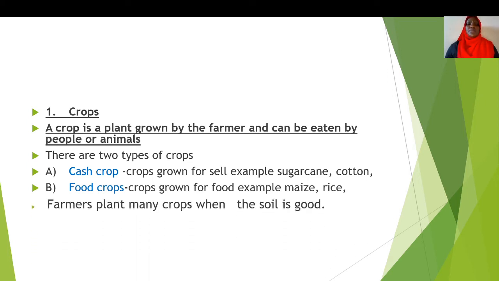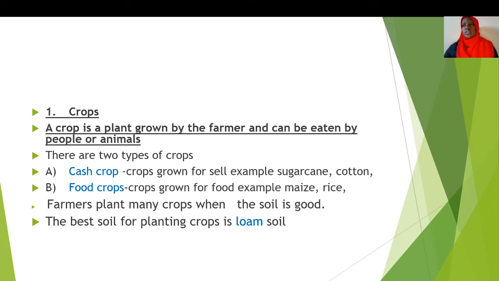Farmers grow many crops when the soil is good, and the best soil for planting is the loam soil. The loam soil is the one which the farmers use. If the soil is loam soil, you know that this is a good soil. I can plant my crops here and they will grow well. But you can't grow the crops in sand soil because they will not grow well. So the best soil for planting is loam soil.